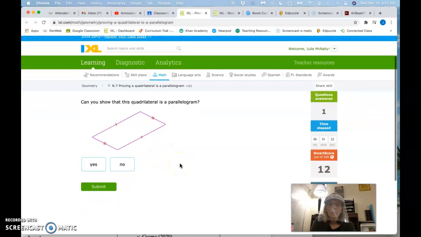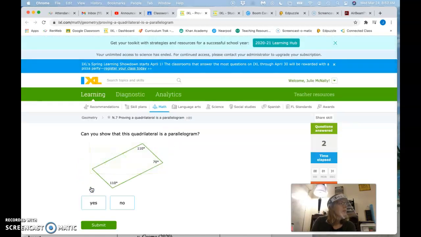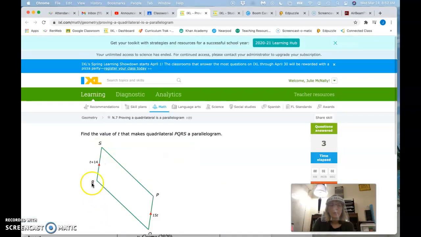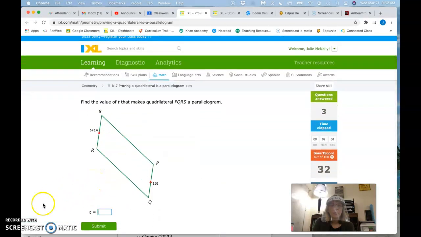Can you show that this quadrilateral is a parallelogram? Yes, because opposite sides are congruent. So, wait, this one wouldn't be one, right? It's 6, 3, 6. All right, can I show that this quadrilateral is a parallelogram? Yes. If these two are 220, and 70, and those 290, and if we did 70 more, that would be 360. So yes, it adds up to 360. It's a parallelogram.